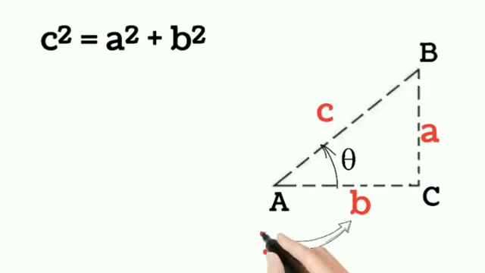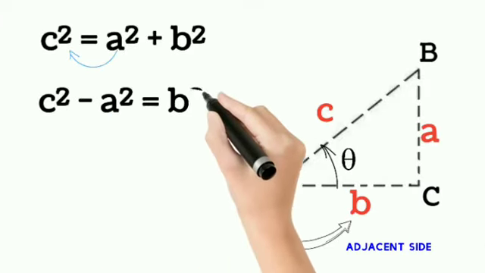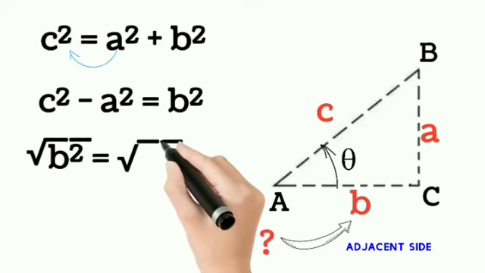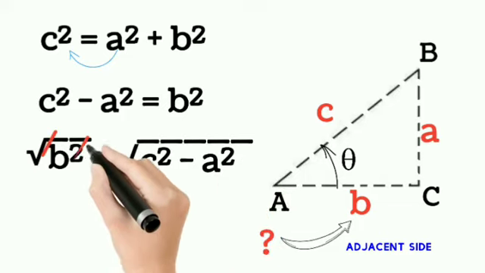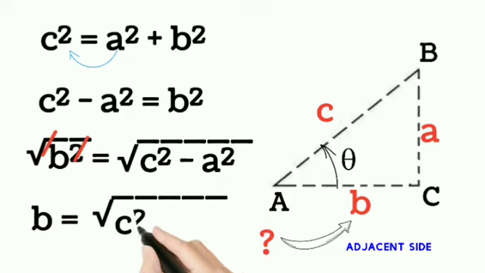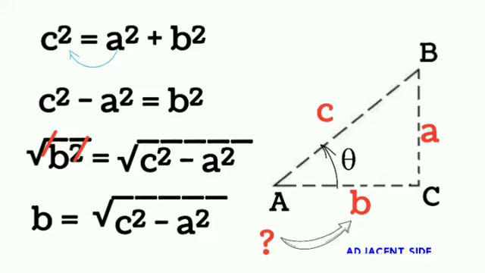To find the value of the adjacent side, subtract the square of the value of opposite side from the square of the value of hypotenuse, then square both sides of the equation. Thus, the formula will become b is equal to square root of c squared minus a squared.